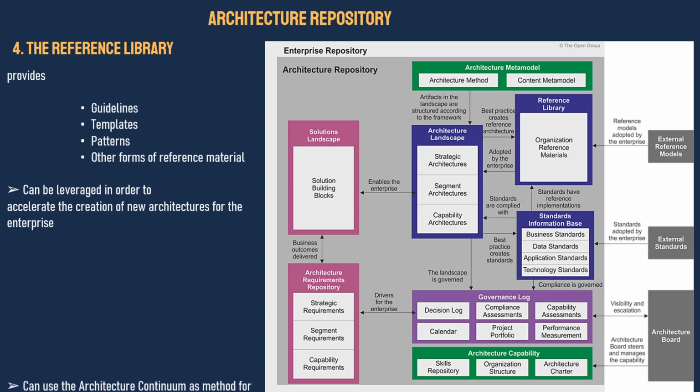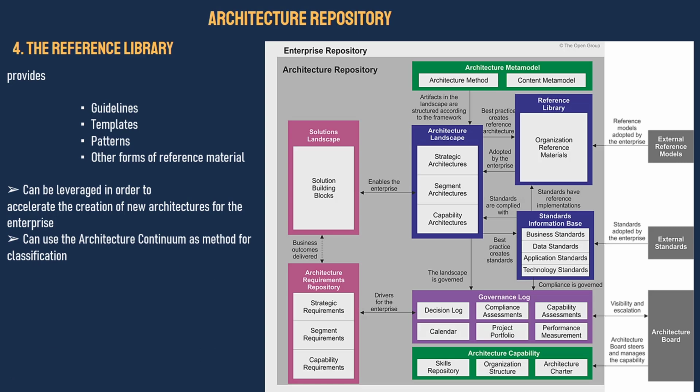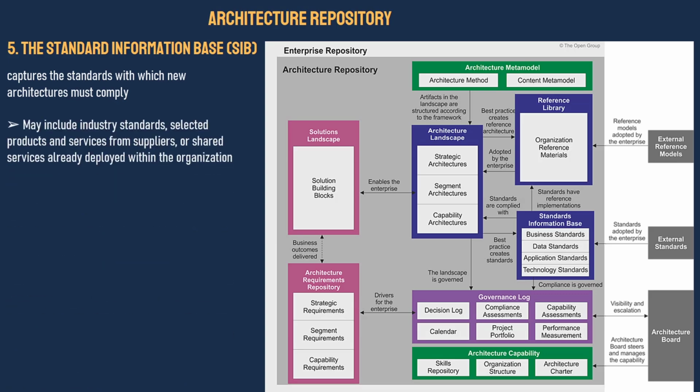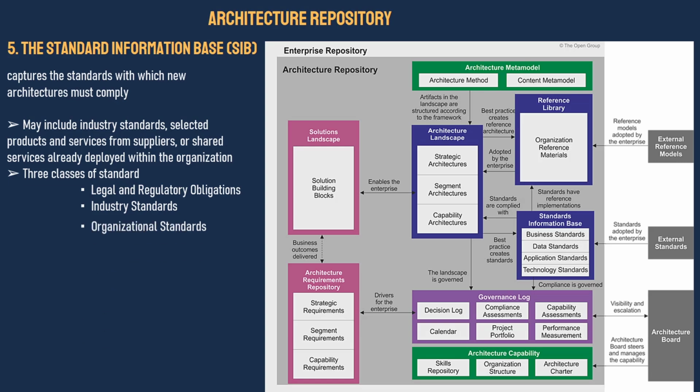You can use the architecture continuum as a method for classification. The standards information base captures the standards with which new architectures must comply. It may include industry standards, products and services from suppliers, or shared services already deployed within the organization. Three classes of standard: legal and regulatory obligation, industry standards, organizational standards.